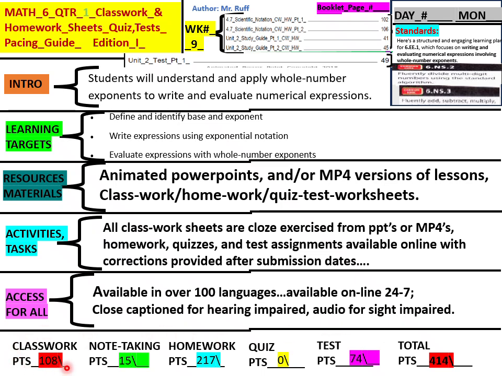And then your classwork points, 108 classwork points for Week 9, 15 points of note-taking, 217 points of homework for Week 9, quizzes is 0, and your test is 74 points for your final test here for Quarter 1. The total points for Quarter 1, Week 9 is 414 points.